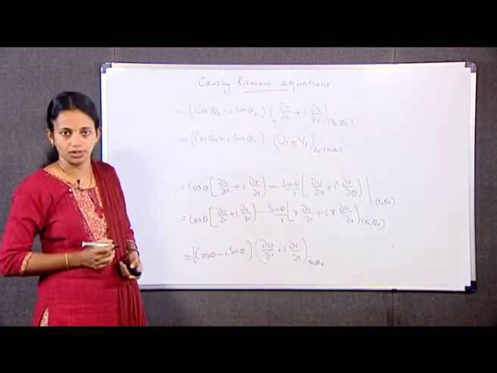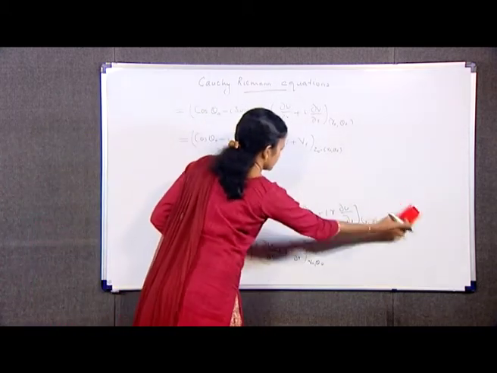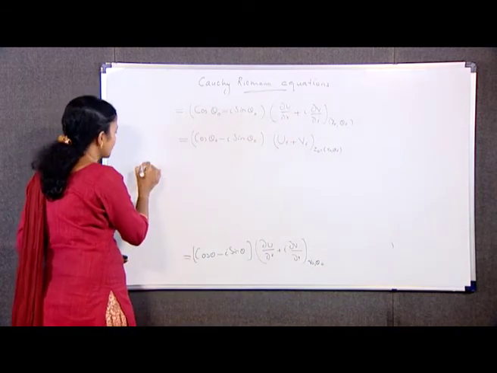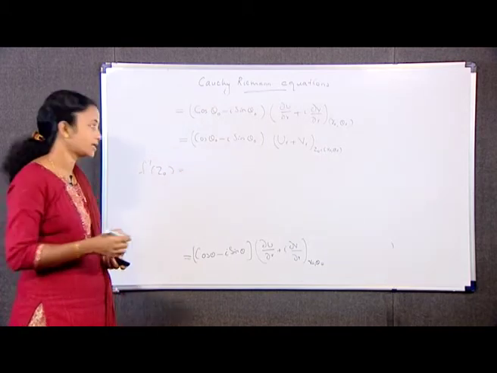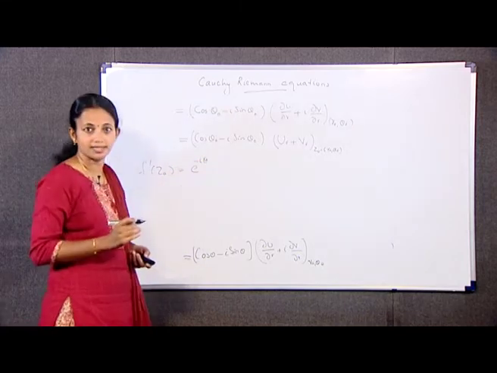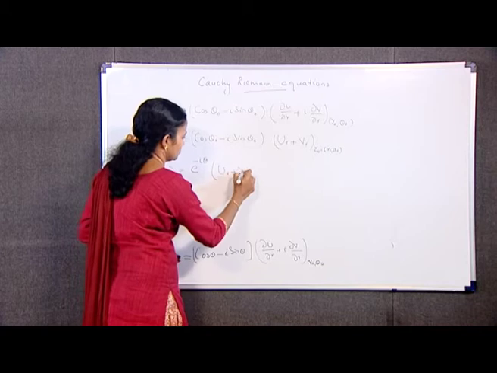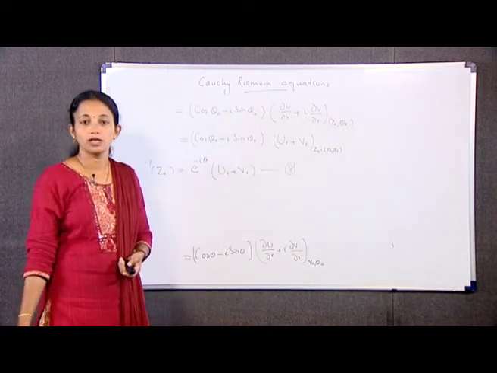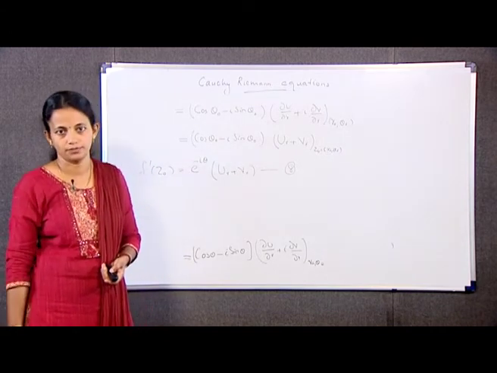In simple notation, we have f dash z naught is equal to e raised to minus I theta into u r plus v r, equation number 8, where the right hand side is evaluated at r naught theta naught.